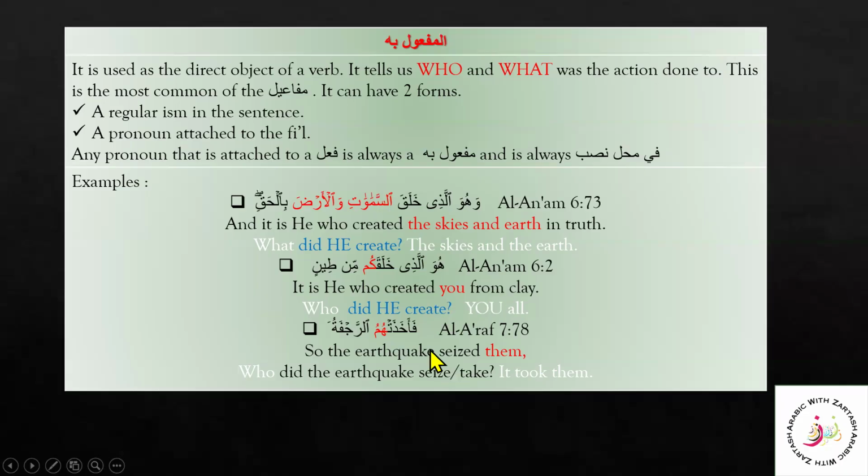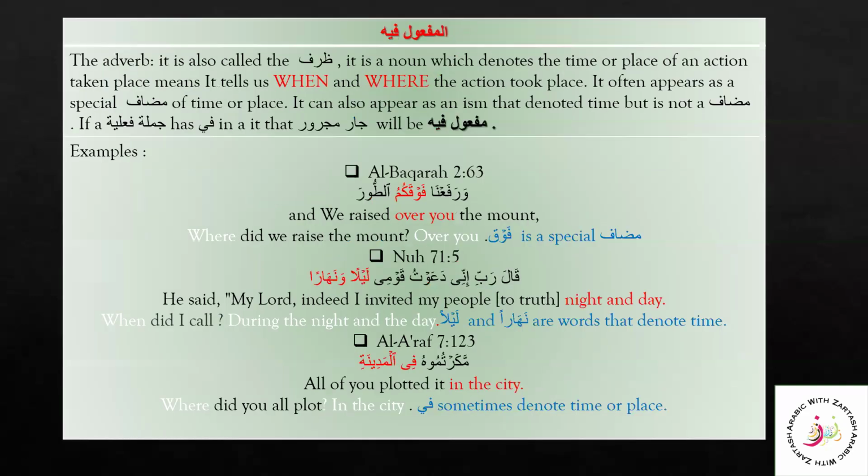In the same way, فَأَخَذَتْهُمُ الرَّجْفَةُ, so the earthquake seized them. Seized what? Seized who? Them. So this is the direct object of the verb.